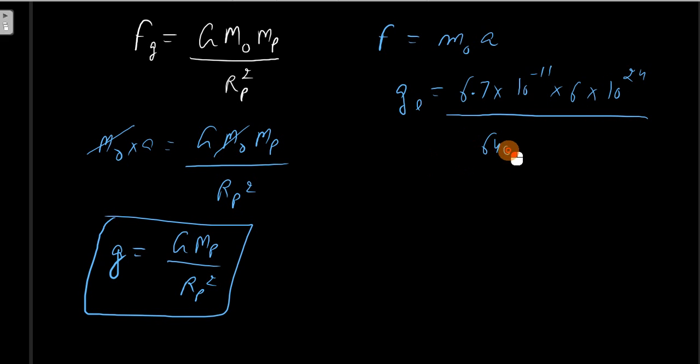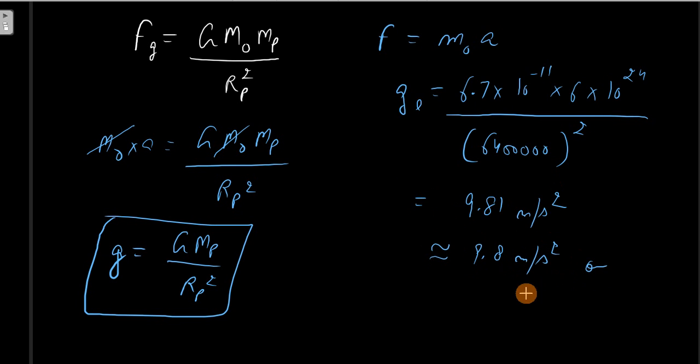That is 6400 kilometer, but we need to take meters because meter is the SI unit, so we will take 3 more zeros, squared. When you solve this you will get 9.81 meter per second square, or we can take it as 9.8 meter per second square, or to make our calculation easy we can take it as 10 meter per second square. Okay, so this is how we can find the value of small g. For earth its value is 9.8.